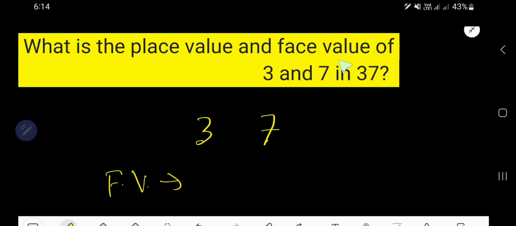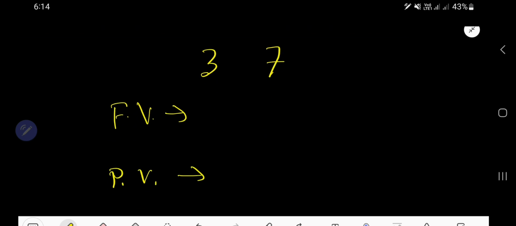What is the place value and face value of 3 and 7 in 37? Look, 37 is a number. It has two digits, 3 and 7. We would like to find out the place value and face value of 3, and also the place value and face value of 7.